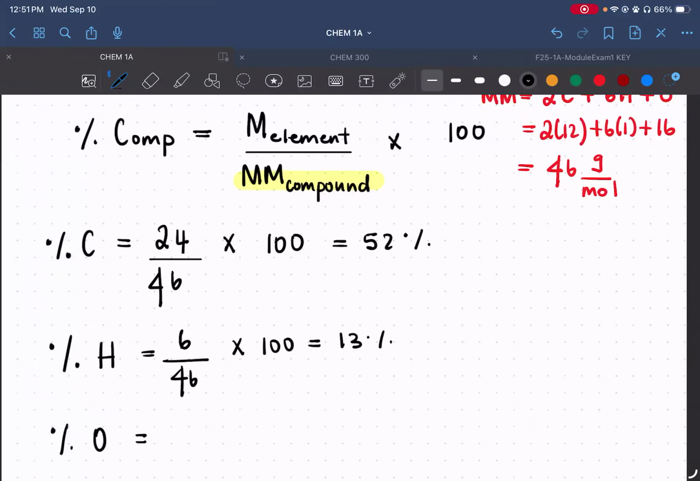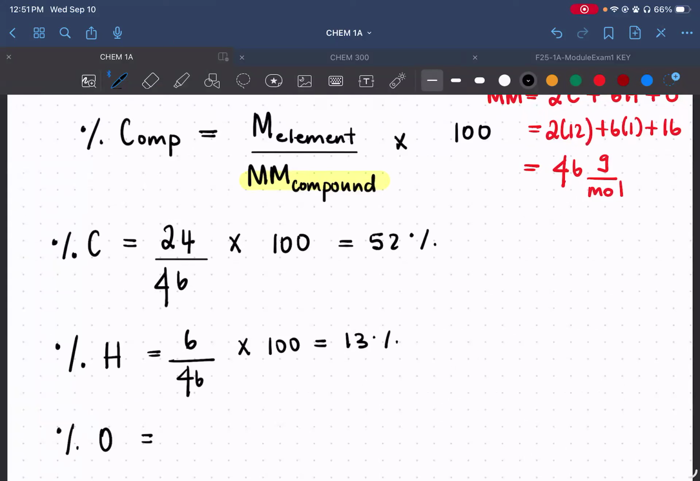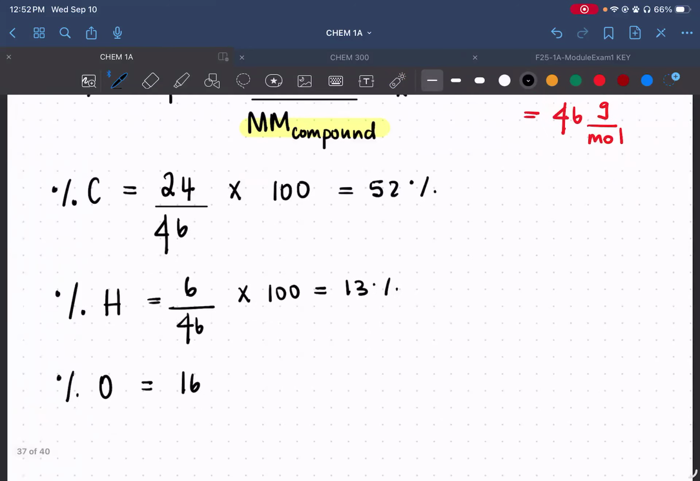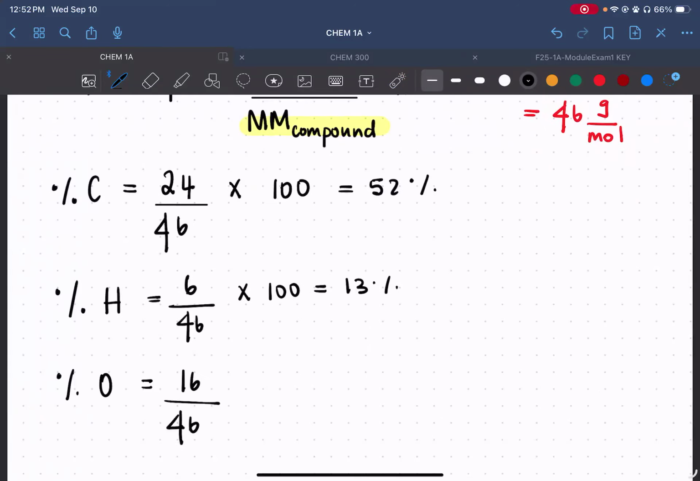A student asked, and I pointed out that for percentages, we traditionally just round to the whole number. Same thing for the molar mass. So it's convention to round to the whole number. Oxygen, the same idea. There is 1 oxygen. Its mass is 16. Molar mass is 46 times 100. This right here is approximately 35%.